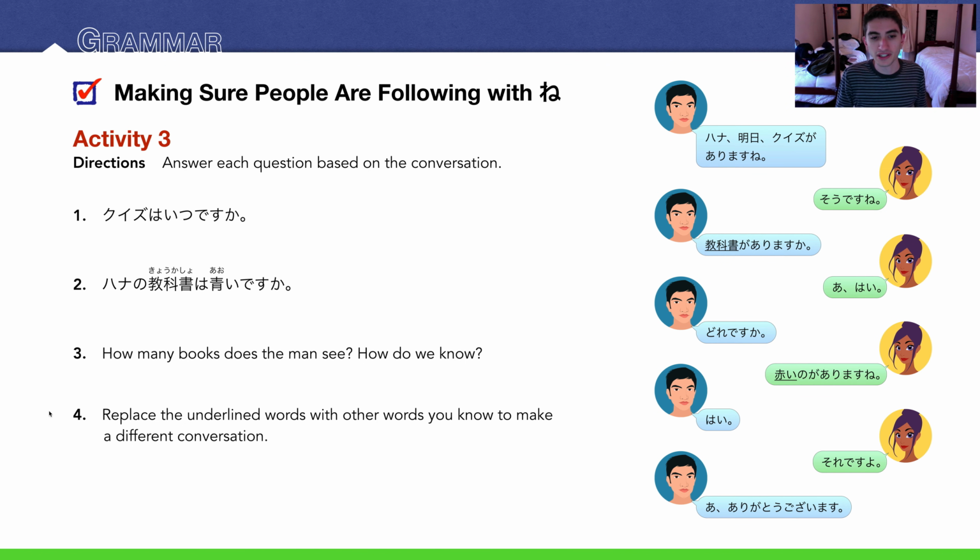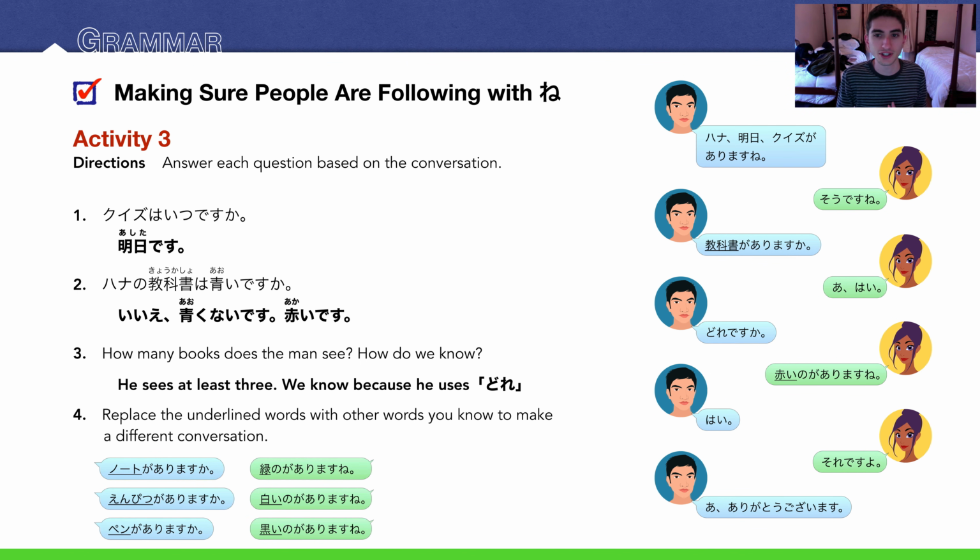And then number 4, replace the underlined words with other words you know to make a different conversation. You can do this with a bunch of words. I'm going to show you what I have here on the answer slide. You could say noto. I didn't teach you this word, but noto is a notebook, one that you take notes in. And then enpitsu is pencil, pen is pen, midori is green, shiroi, white, kuroi, black. All right, there's a bunch of different words you can use.